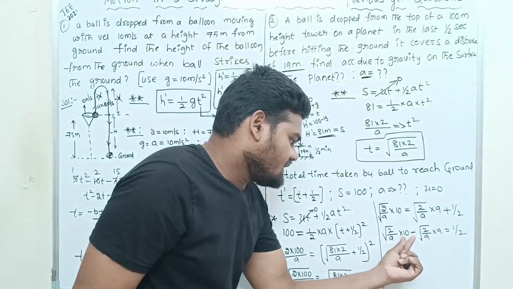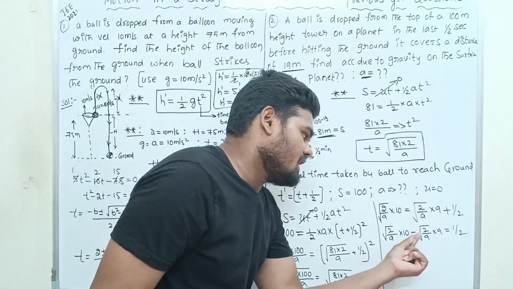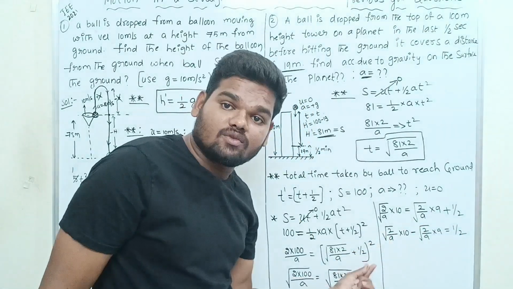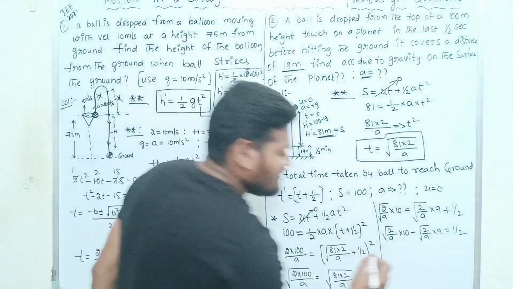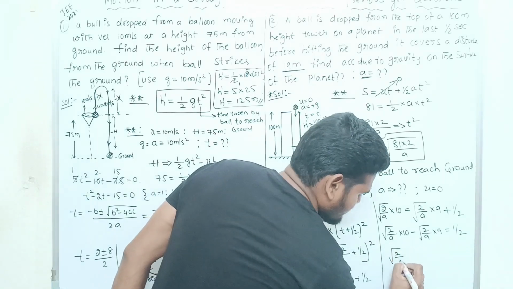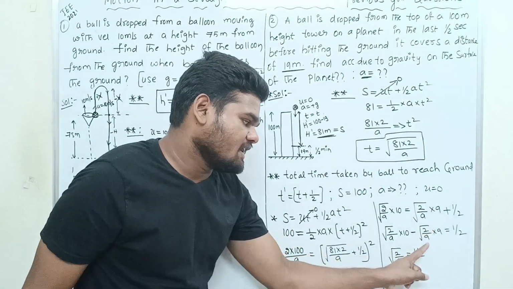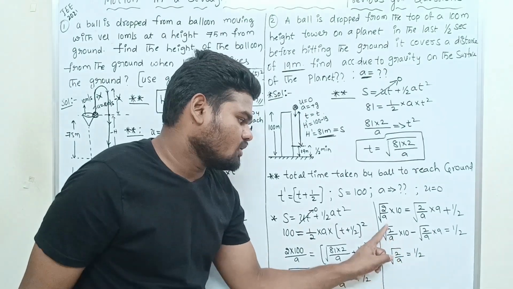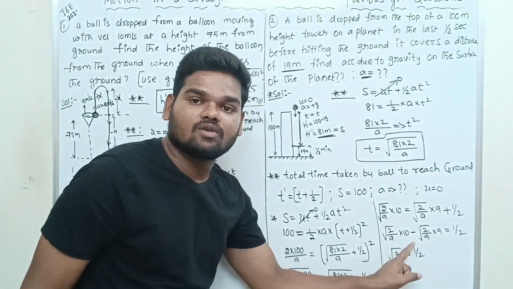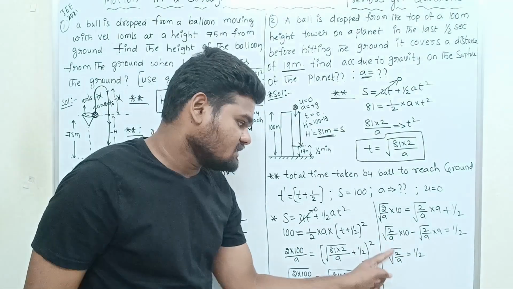Have a look: 10 root 2 by a minus 9 root 2 by a. You will get root 2 by a is equal to 1 by 2. Are you getting? 10 root 2 by a minus 9 root 2 by a is 1 root 2 by a, that is root 2 by a.